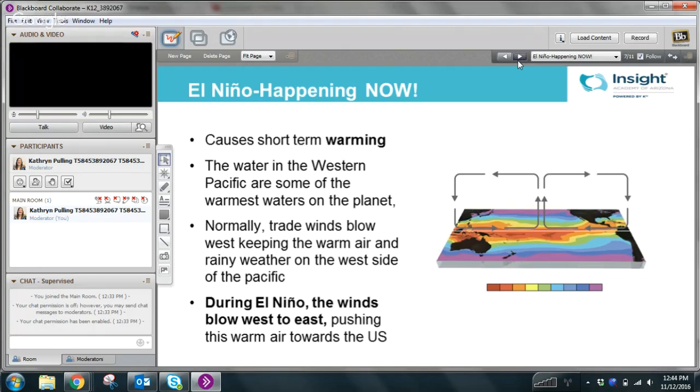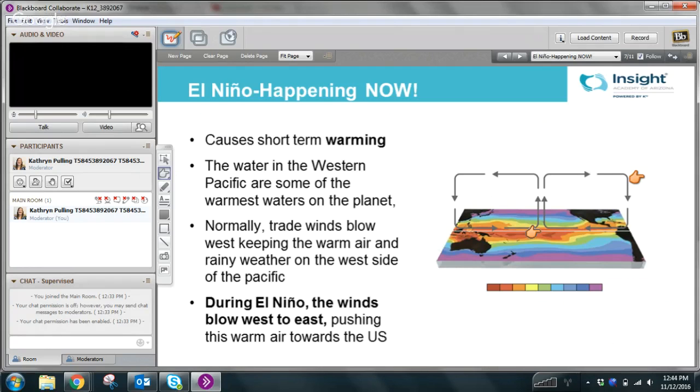So in the Western Pacific, which is going to be the opposite side of us, over in Japan and China and things like that, there are some of the warmest waters on the planet. Normally the trade winds keep the water there. During an El Nino period, these trade winds start bringing this warm water towards the east side of the Pacific Ocean, so to the southern United States, Central America, South America.